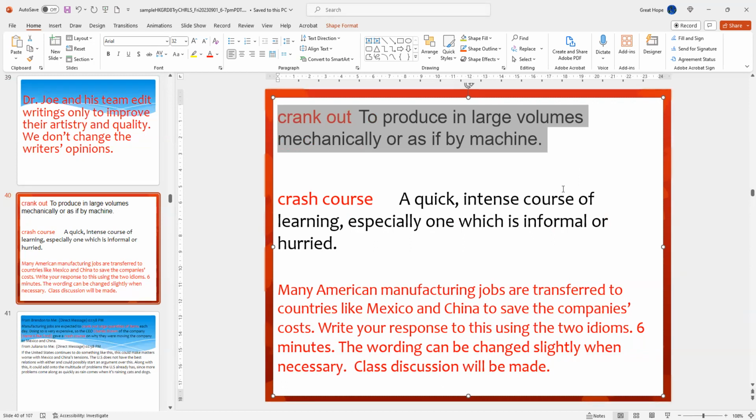Crank out: to produce in large volumes mechanically or as if by machine. All right. So have you ever used or read or noticed this idiom before? Bori? No. Okay. Thank you. So it's not from the frequency of usage.